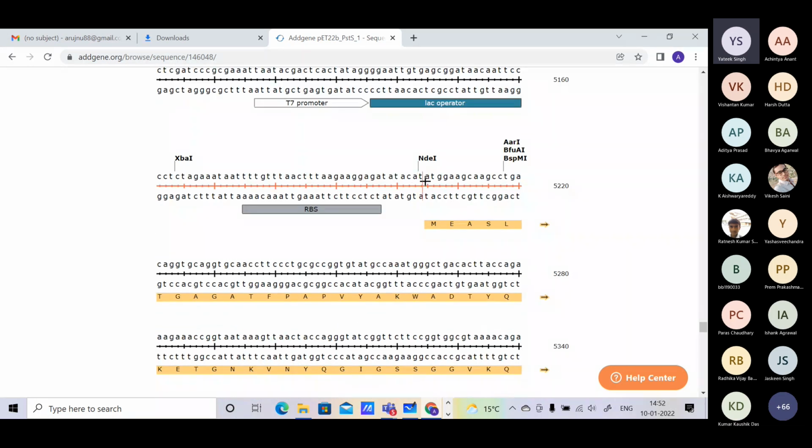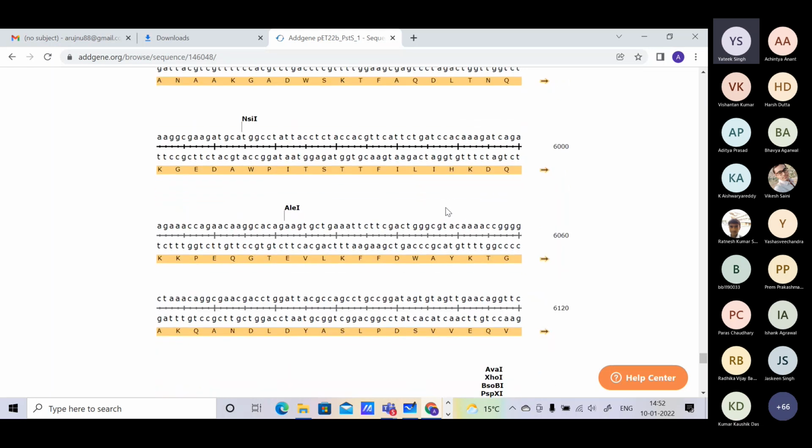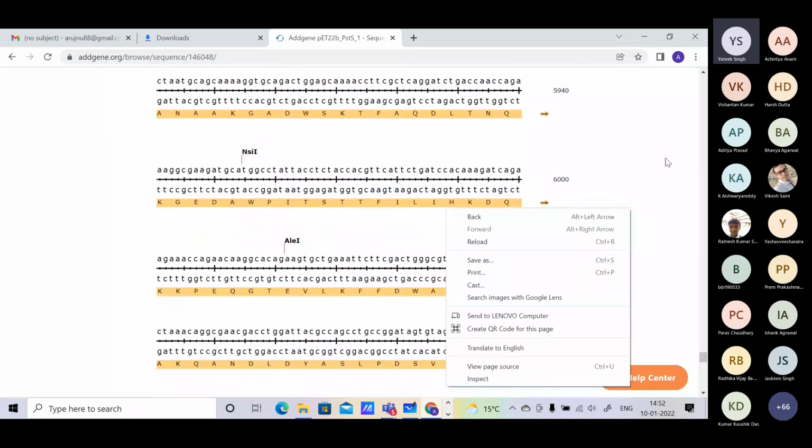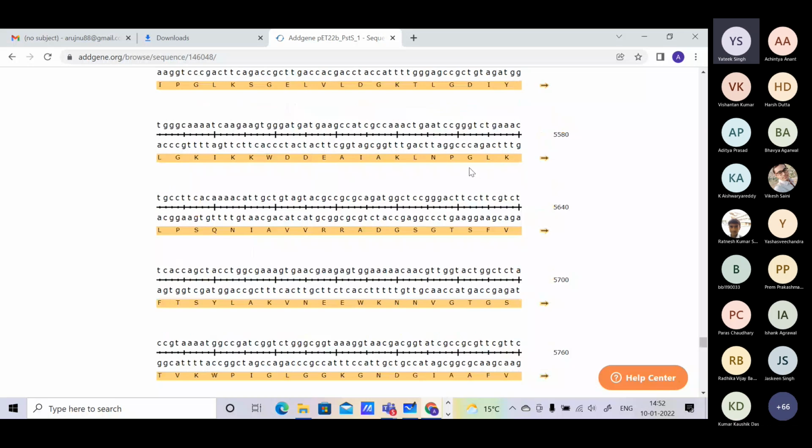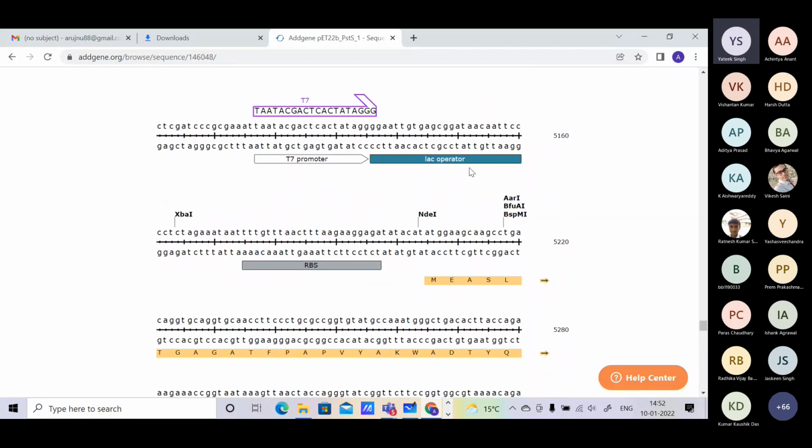So all bacterial expression starts, in 99% of cases, with ATG. Some start with GTG. So wherever you see an ATG after the RBS, that is the gene start site. We may ask you a question like, take a PET22B vector and any gene from Addgene that you want to clone, and then write down the sequence of the promoter, right?